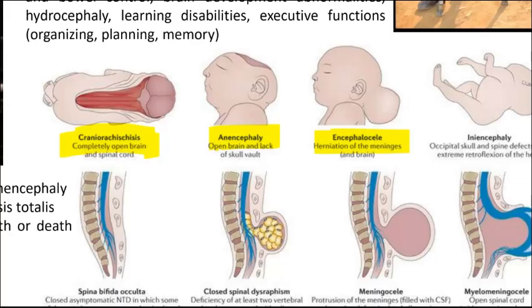So you don't need to memorize the impronounceable term for this. Basically, this is the failure to form cranium and vertebral column. The brain and the spinal cord are open. So I'm not going to highlight it. Anencephaly, failure to basically develop the brain.